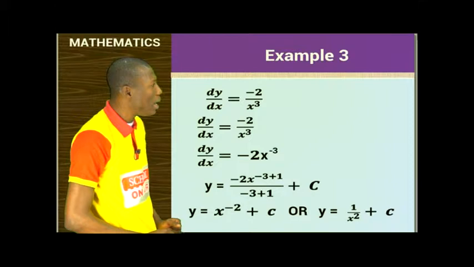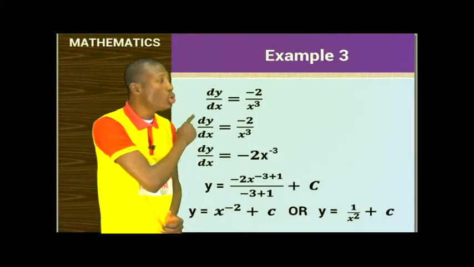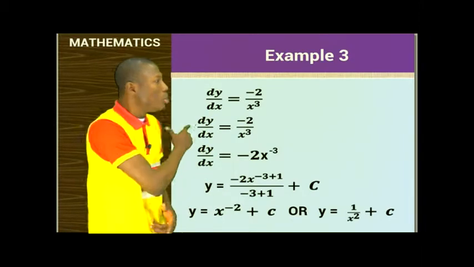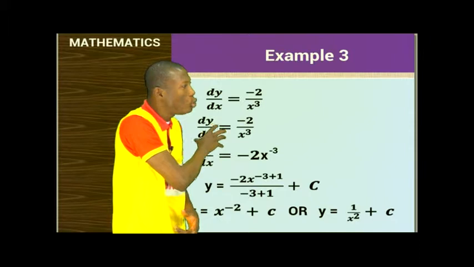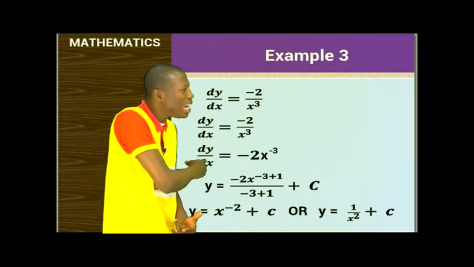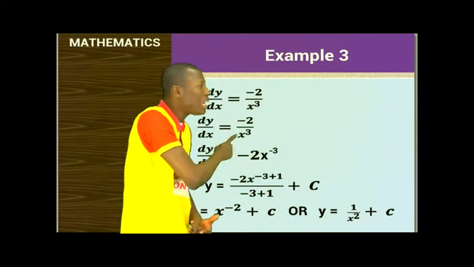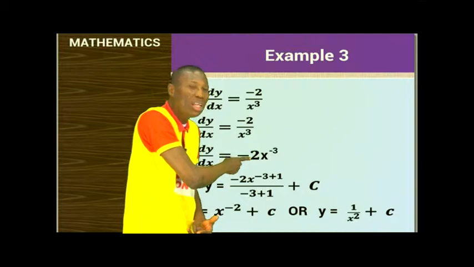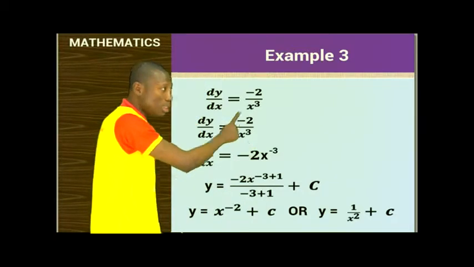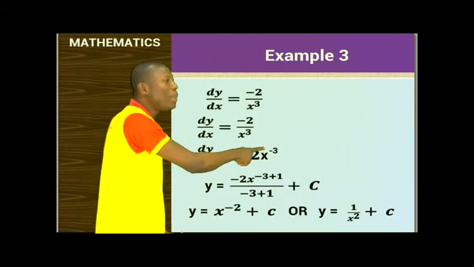This is another example. In this place, I have dy/dx is equal to minus 2 all over x raised to power 3. Now, in this case, I can try to rewrite this. This is the numerator, this is the denominator. Now I can have minus 2 x raised to power minus 3, because initially it was the denominator. Now I have minus 2 x raised to power minus 3.